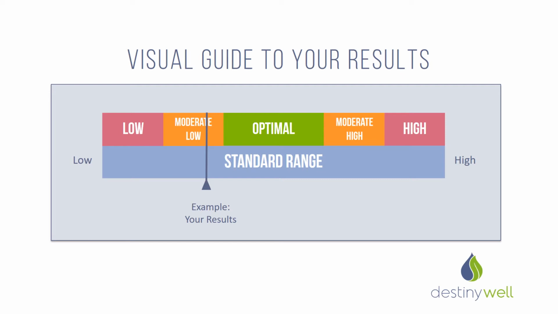result. DestinyWell also, in the red bars here, will define a DestinyWell high and a DestinyWell low. These may or may not line up exactly with a laboratory high or low, because sometimes we think that the range can be higher or lower, or that it needs to be different. And in between the optimal in the green bar, and the low and the high in the red bars, we have orange zones for moderately high and moderately low. They're not quite optimal, but they're not in the high or low zone.